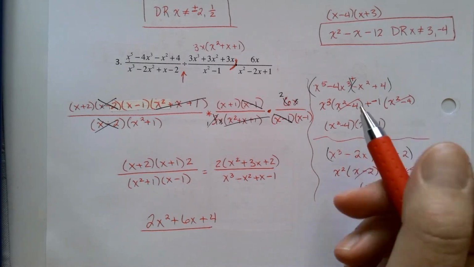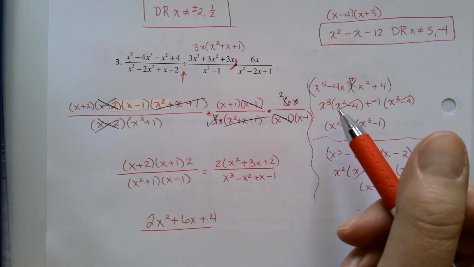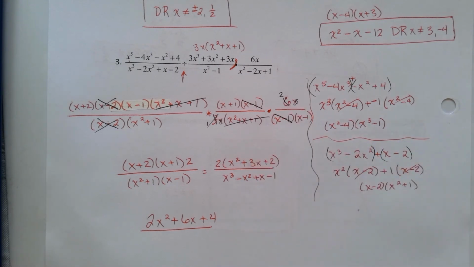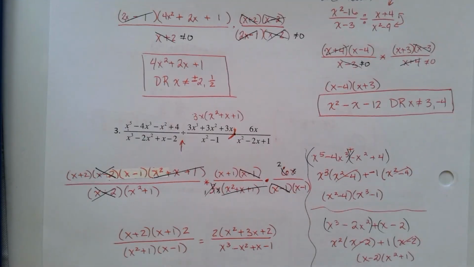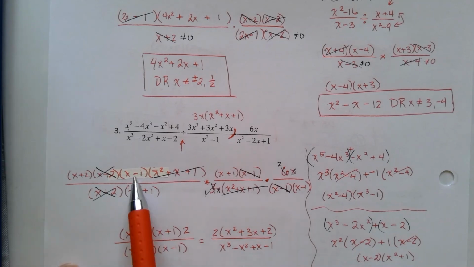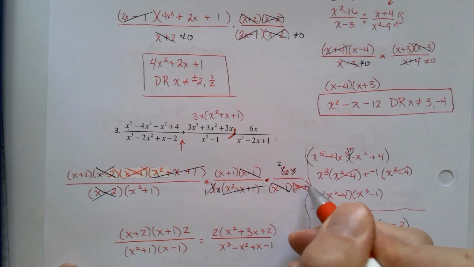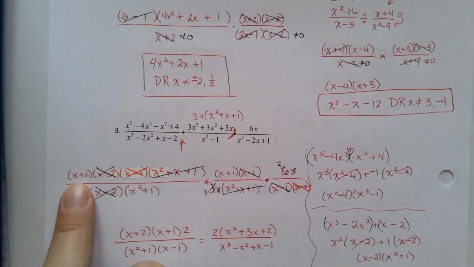I feel like I might have missed something. Let me see here. Okay, I found my mistake. I had ignored this. This x minus 1 should have canceled with the x minus 1. So I have my x plus 2 and my x plus 1. I just didn't see that guy, and I thought I had something else that canceled out. So let me fix this.